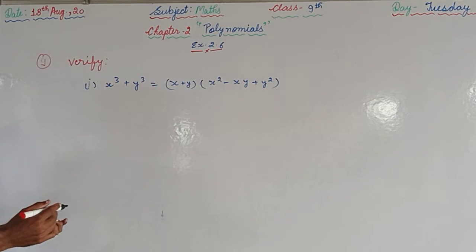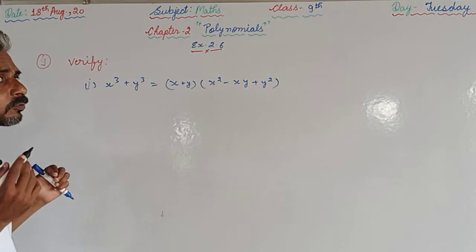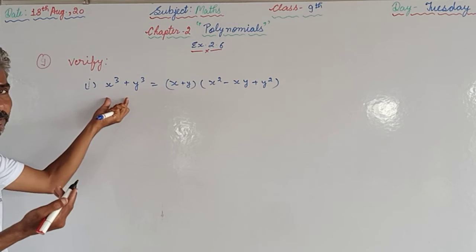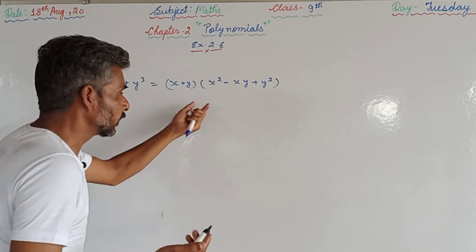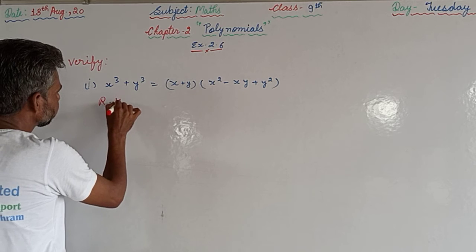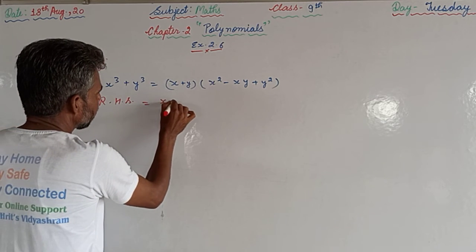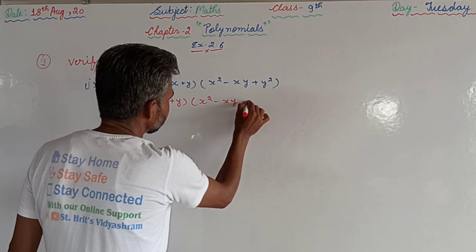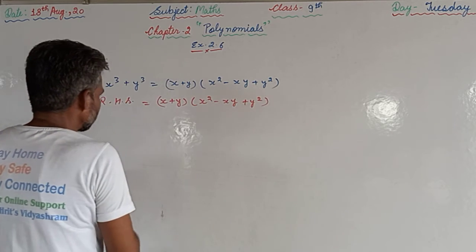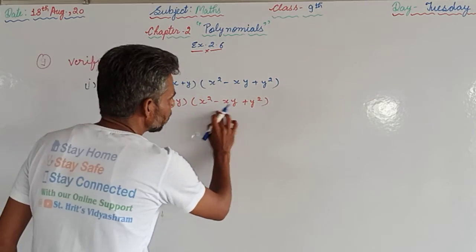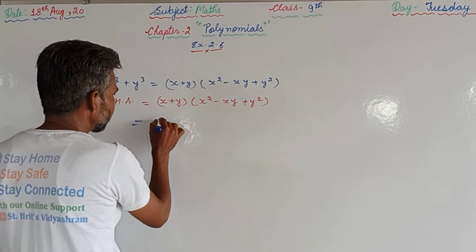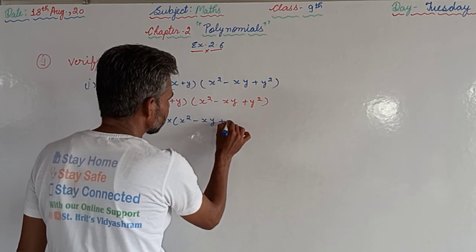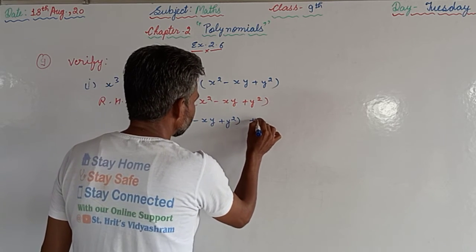If we are supposed to verify, then we are supposed to see whether left hand side is equals to right hand side or not. So the left hand side we cannot further solve, so we will solve the right hand side. So right hand side is x plus y into x square minus xy plus y square. That can be written as, first of all we are supposed to multiply by x, then we are supposed to multiply by y. So x multiply by x square minus xy plus y square plus y.